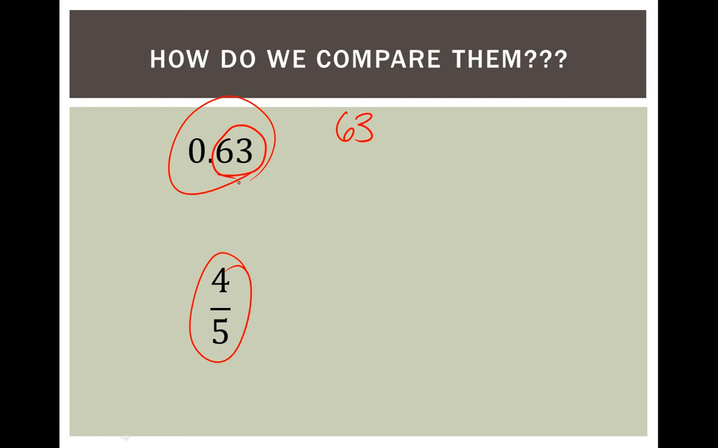And then I take the place value of my last number. In this case, the 3 is in my hundredths place. And that becomes my denominator. So 100, because that's in the hundredths place, is my denominator. So I end up with 63 over 100.